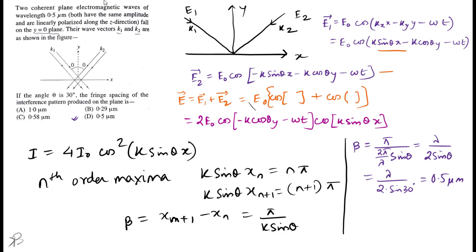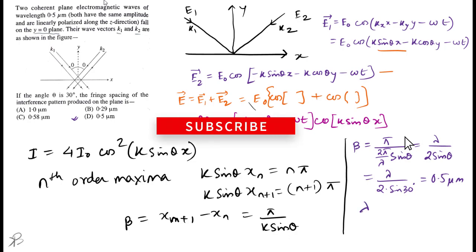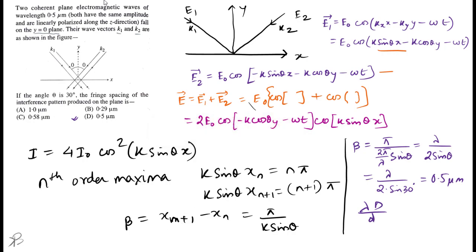Well, you can solve in some other way if you want to solve it directly. If you already know the formula for fringe spacing, you can basically write lambda D by d, and here D is equal to d, so basically fringe spacing equal to lambda, and it will be 0.5 micrometer.